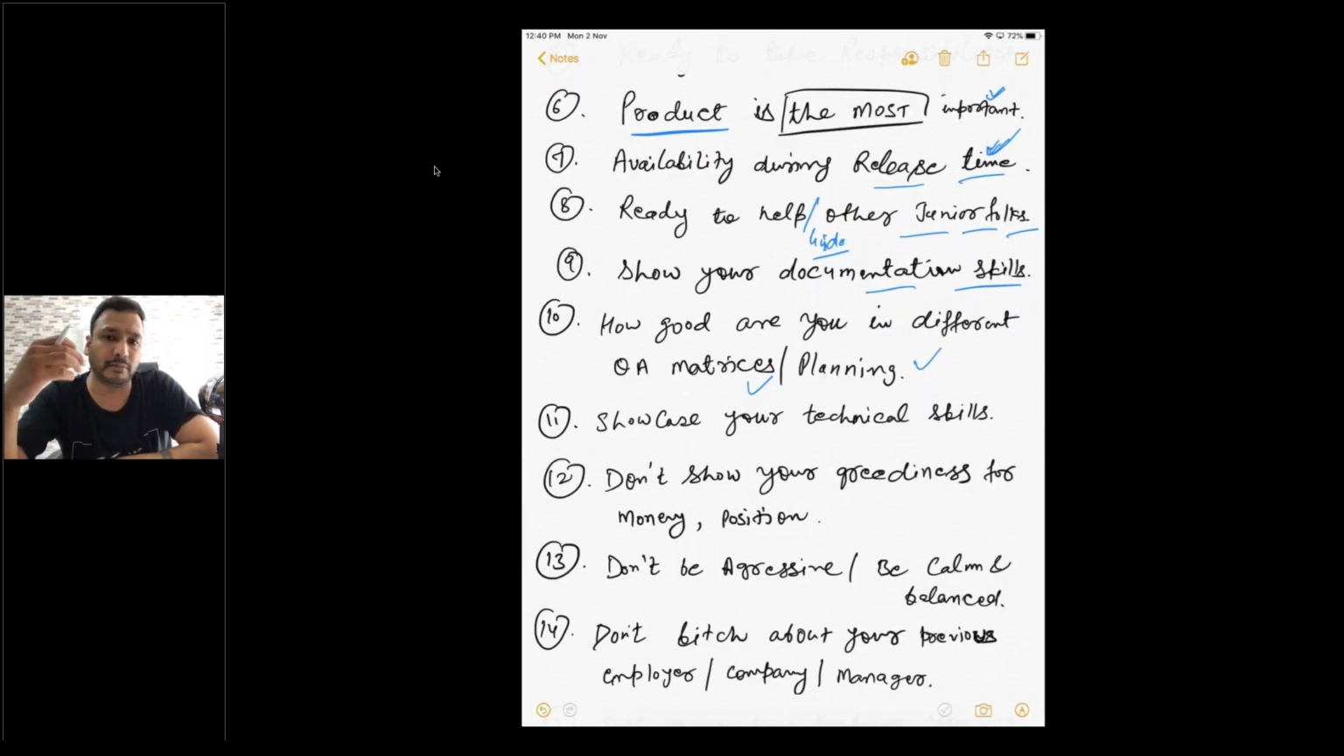Okay, you can showcase some planning also, some graphs and some pie charts you can show to your manager, so that it will make their life easy to present that particular data to the higher management or to the client.